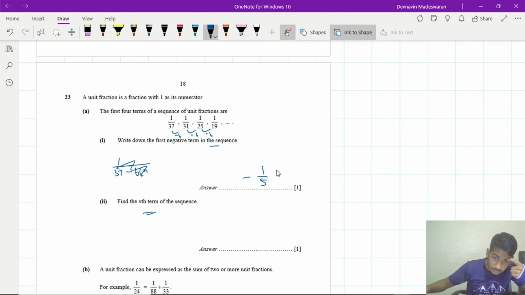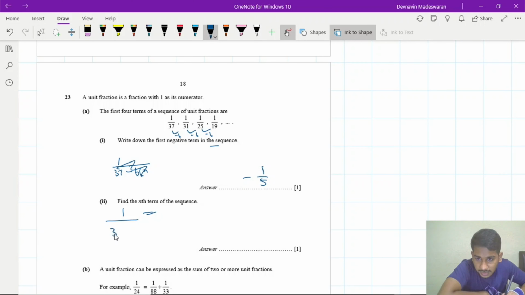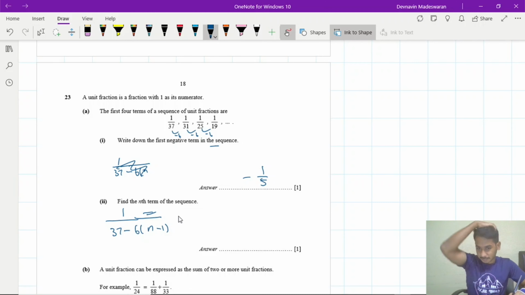Write down the nth term of the sequence. So this is the first term, second term, third term, fourth term. So it's like 1 over 37 minus 6 times the nth term, but this is the first term, so it's minus 1, so that it will be 0 when it's starting here, and then when it's the second term, it will be minus 1 to get 1.